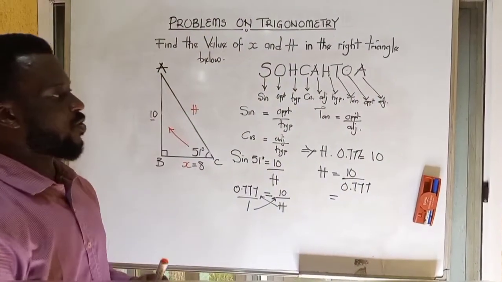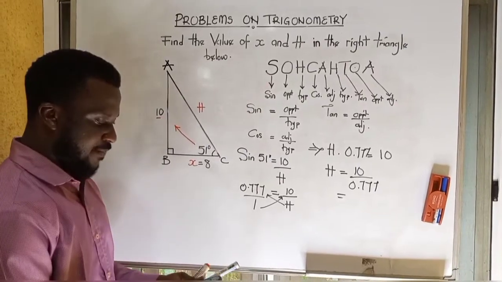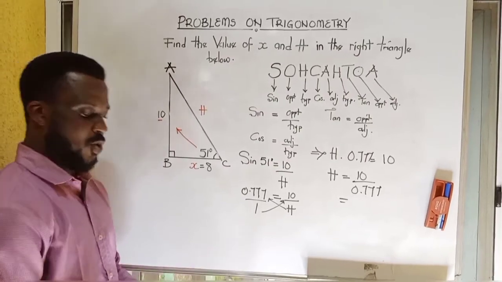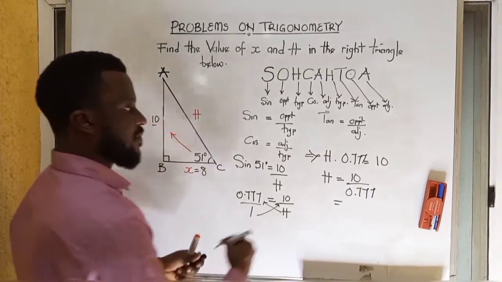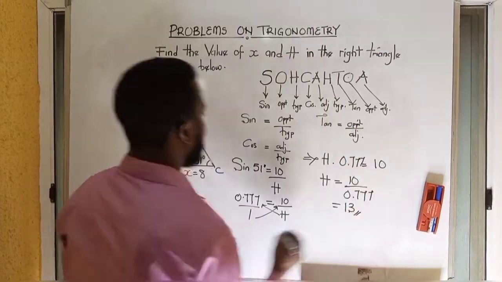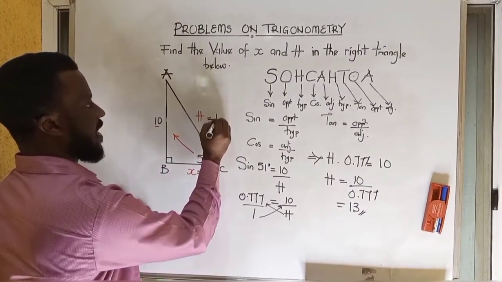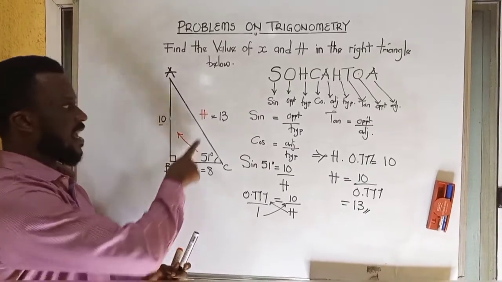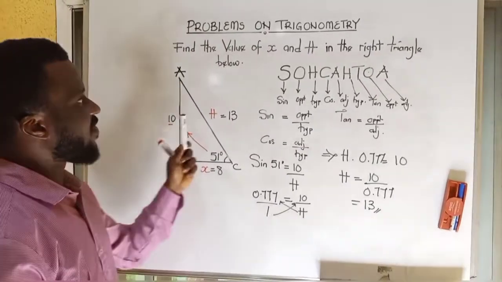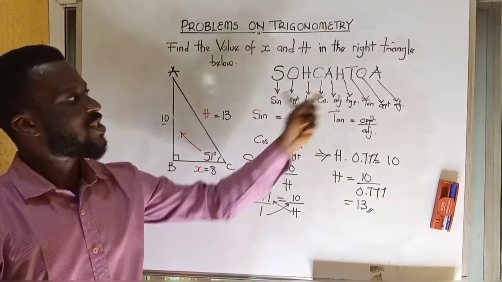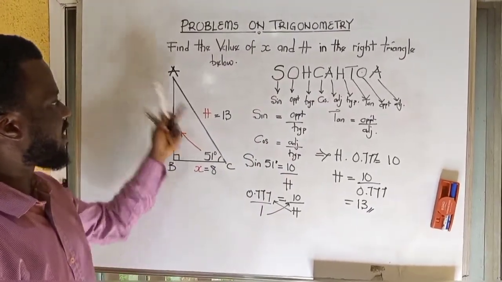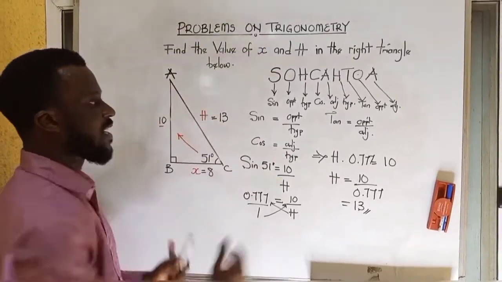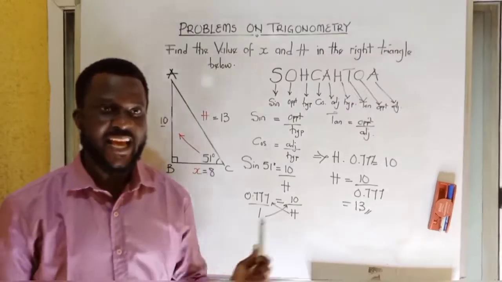So you punch your calculator, you have 10 divided by 0.777 gives you 12.8. So approximately it's 13. So our value of h is 13. So we have successfully found the value of x and the value of h in this question, applying the trig functions and taking note of the sides. We have related the angles and the sides to find the values of the unknown x and h.